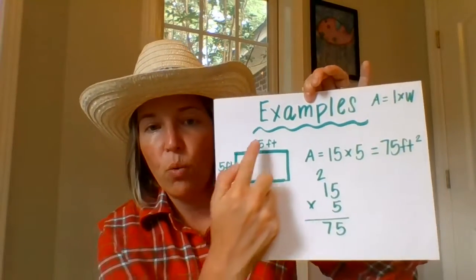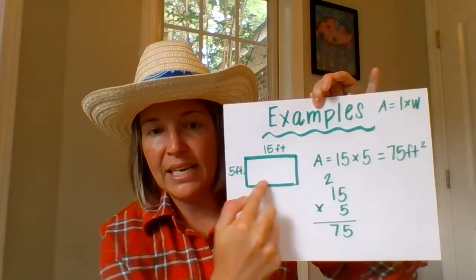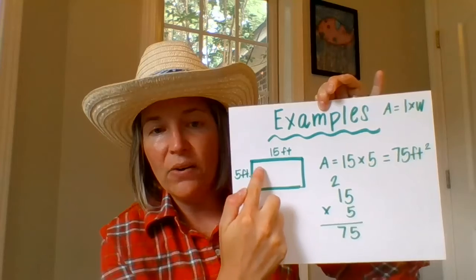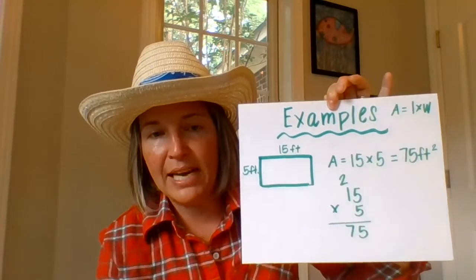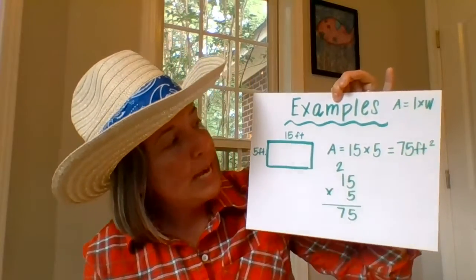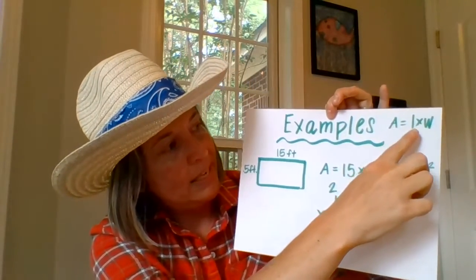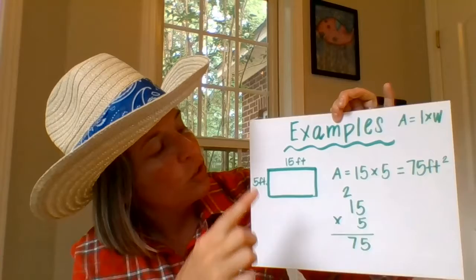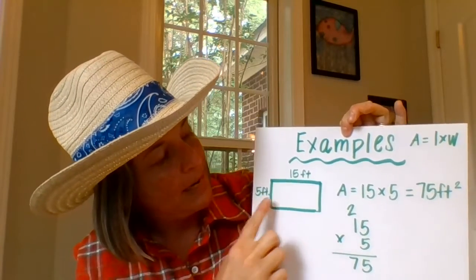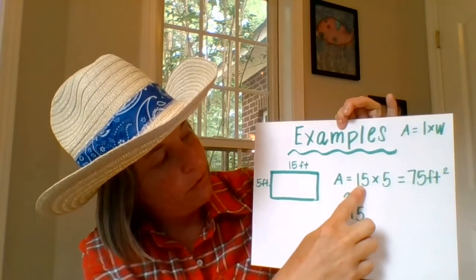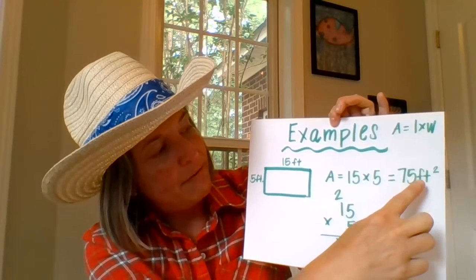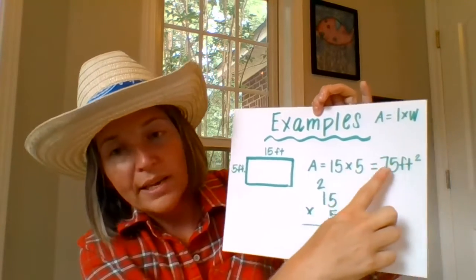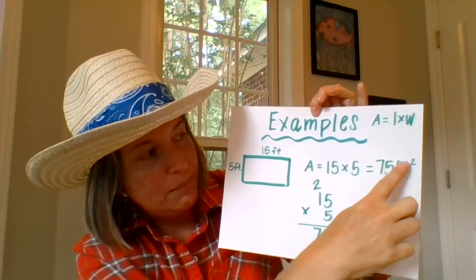Unlike the perimeter, where we're only worried about the outside edges, the area is all of this on the inside of this flat shape. So to do that, we're going to multiply the length times the width. So we have 15 and 5. Area equals 15 times 5, which equals 75 feet squared, or 75 square feet. Don't forget to put this here.